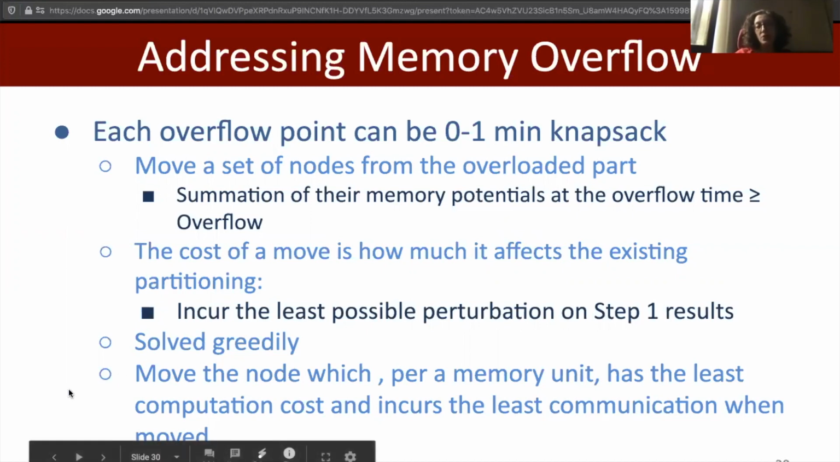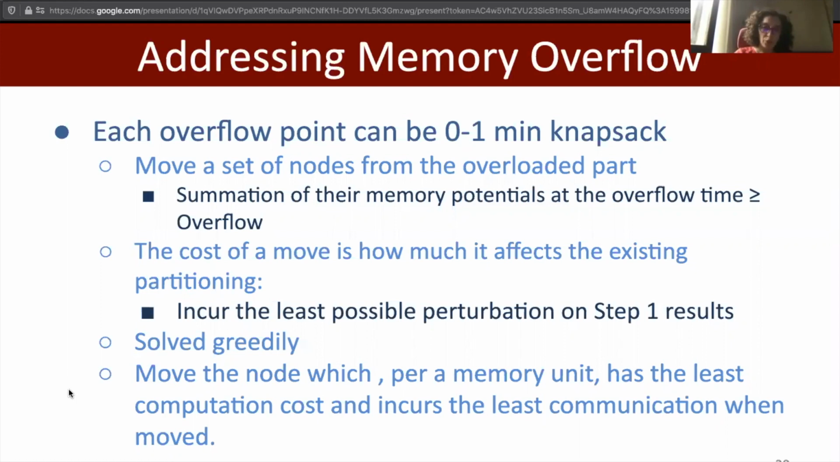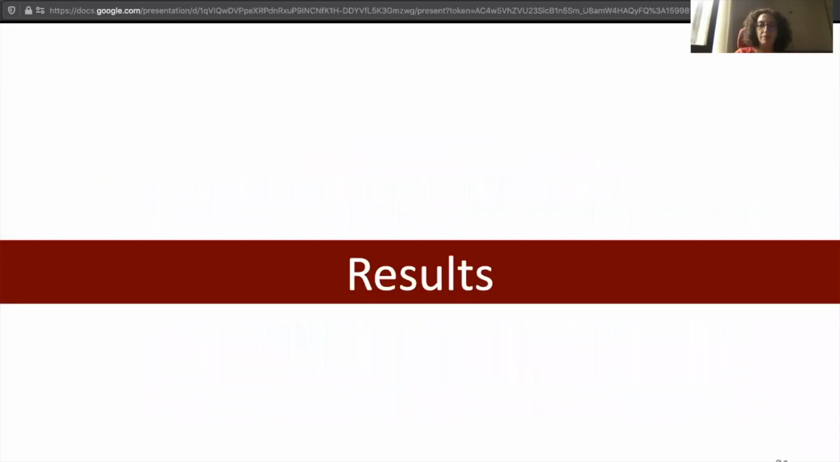And once we handle all the nodes, our partitions will fit into a given number of GPU memories. Of course, there may not be any solution because we may need more GPUs to partition, but if there is a valid solution, we find it. Okay, now I will present some results.